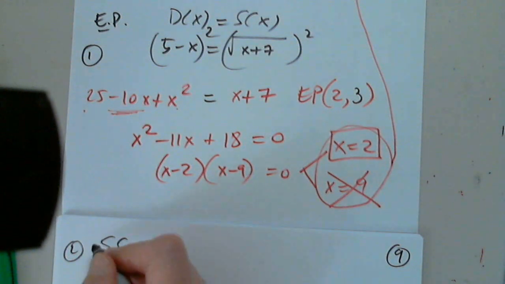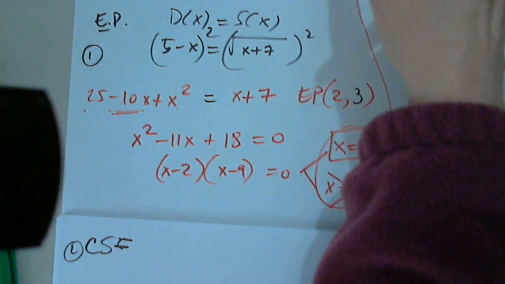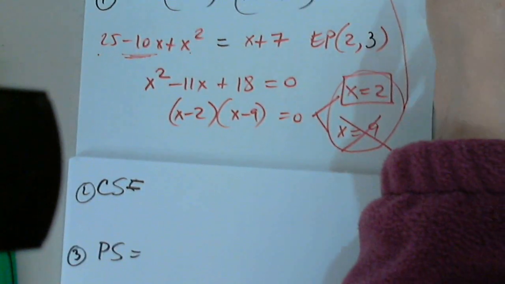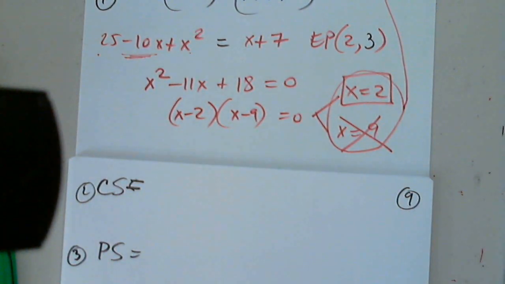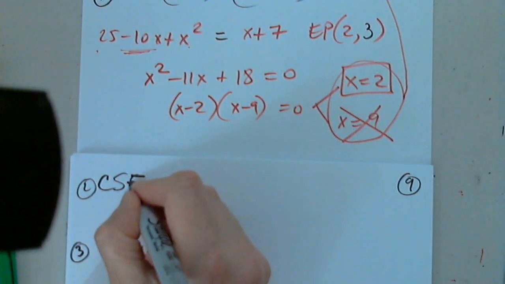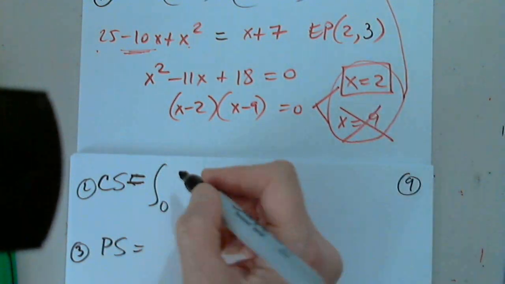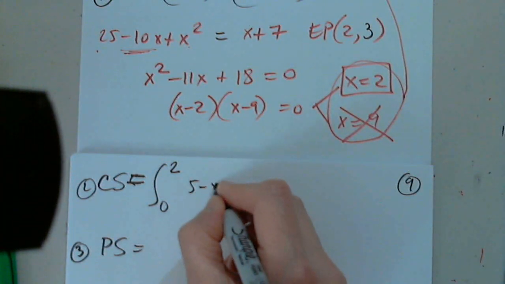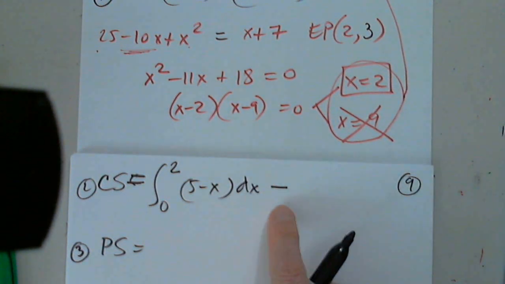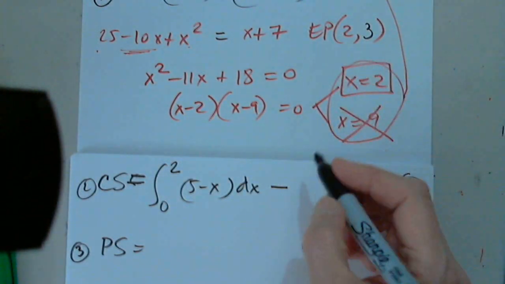Consumer surplus. And number 3, producer surplus. How do we determine that? For the first one, it's going to be the integral from 0 to 2. Exactly. 0 to 2 of 5 minus x dx, but minus, I can never forget minus. 6. Yes, 2 times 3, base times height.